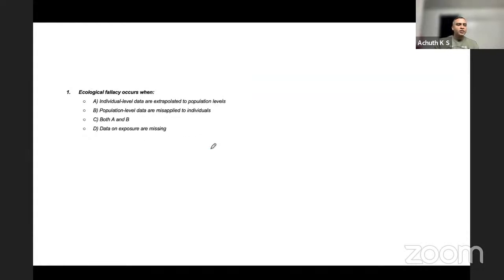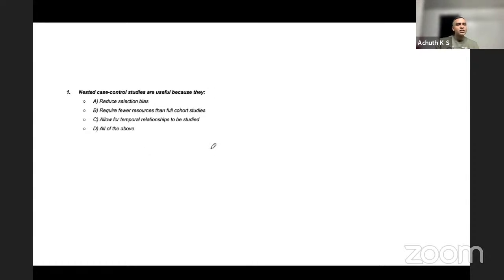Okay. Ecological fallacy occurs when individual level data are extrapolated to population levels, or population level data are misapplied to individuals, both A and B, or data exposure are missing. It is B. Population level data are misapplied to individuals. Community trials differ from field trials in that they focus on interventions that are conducted in controlled lab trials, are applied to entire populations, focus only on individual level interventions, or are designed to assess prevalence. Answer B. Here, field trials are typically used for, now you know the answer, evaluating preventive interventions like vaccines.